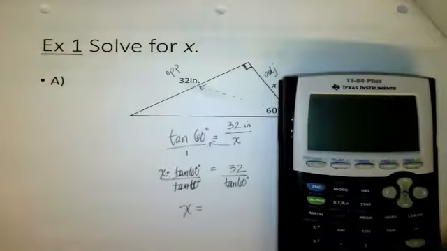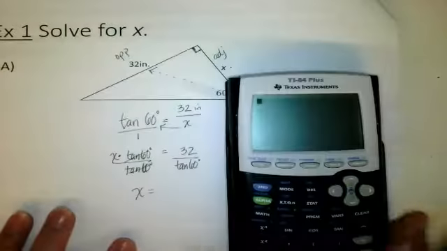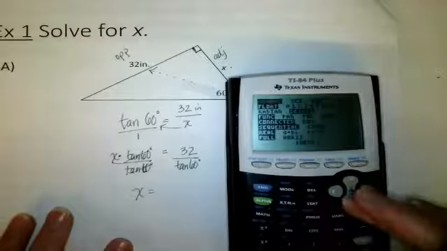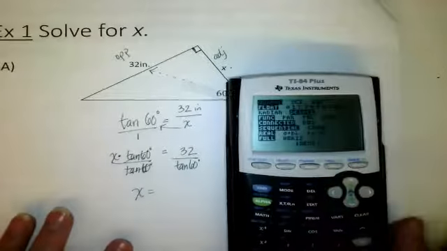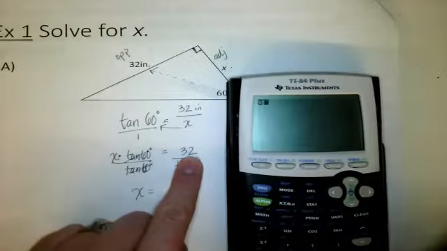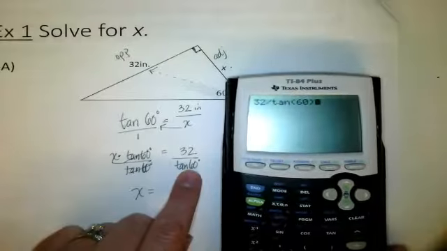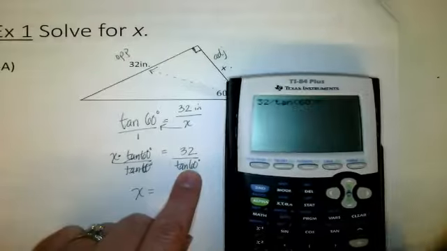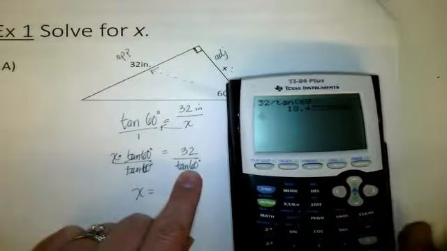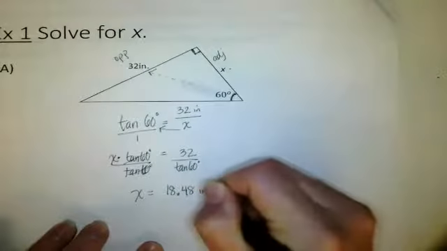What mode should our calculator be in? Degree mode. Why? Because there's a degree symbol there. So I'm going to go to mode and make sure that I'm in degree mode. So make sure you're in degree mode. And then I can type in 32 divided by tangent of 60. Just like that. And hit enter. And I get 18.48, maybe 18.48. And this is going to be in length inches.